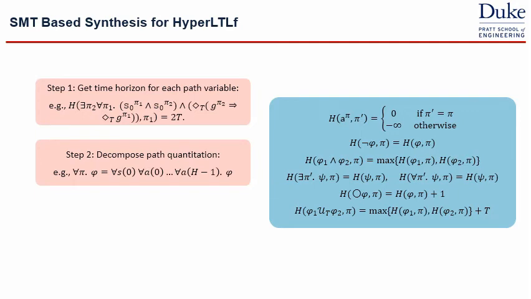The second step is to decompose the path quantification into a sequence of quantifications over states and actions. This is because a path is uniquely determined by its initial state and the sequence of actions. Therefore, for example, a universal quantification over the path variable is equivalently a sequence of quantifications over the states and actions. So after step 1 and step 2, the HyperLTLF objective is converted into a first-order logic formula, and such a formula can be solved using an off-the-shelf SMT solver such as Z3.